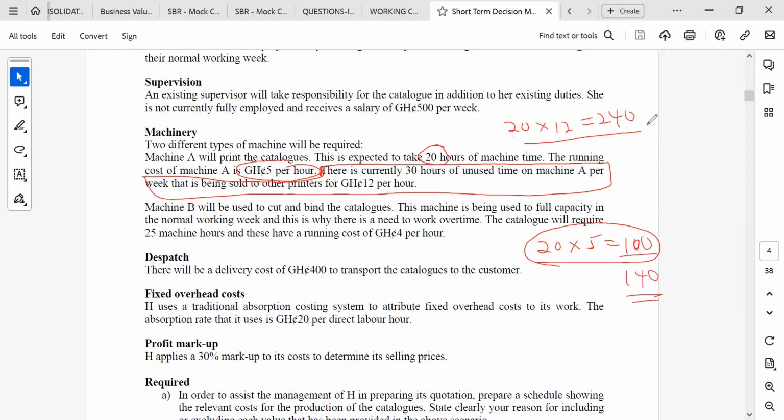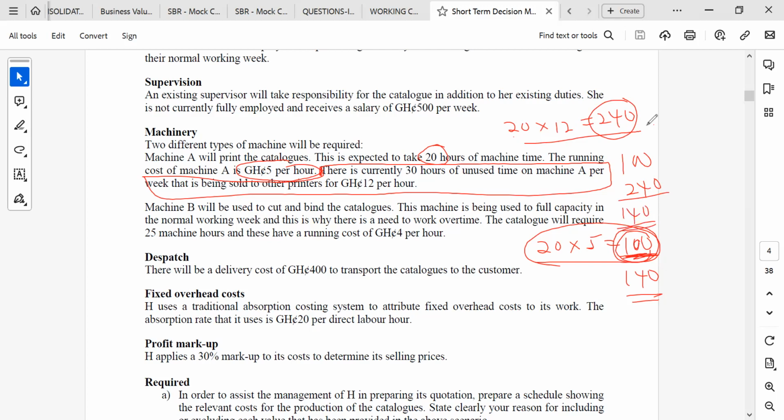So it means that we'll be left with 140. If we are using it ourselves, we'll be saving the 100 cedis that we would incur on the machine, but we will be losing 240. So how much are we losing in all? 140. So the relevant cost over here is the difference.